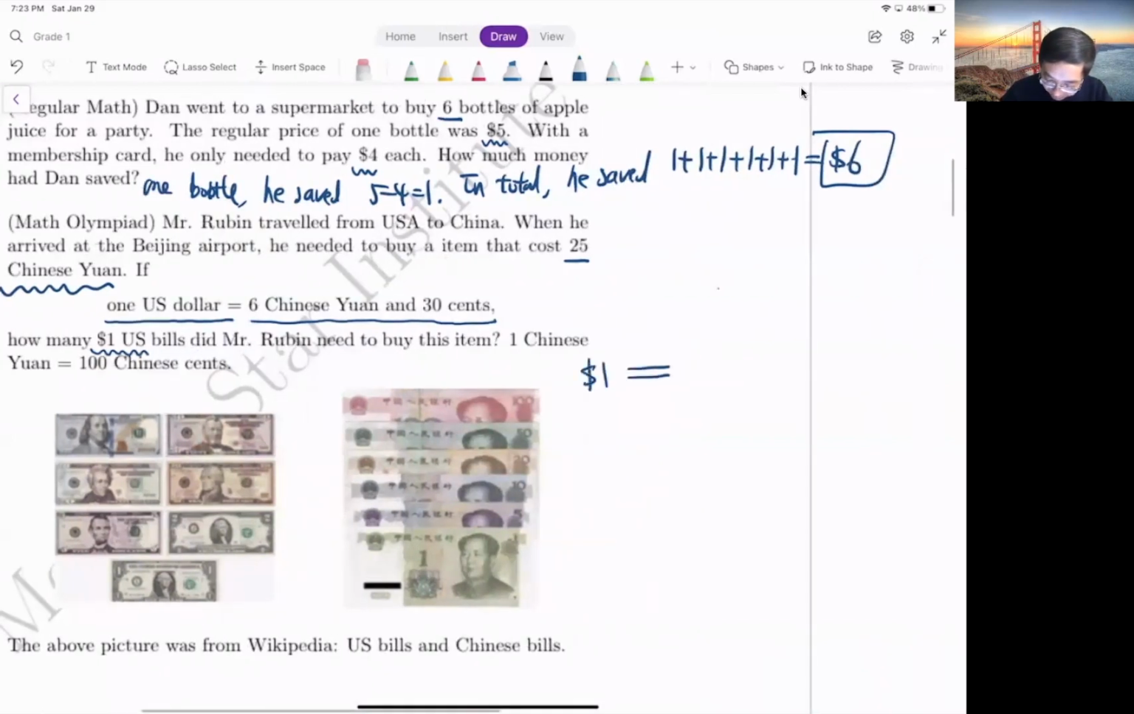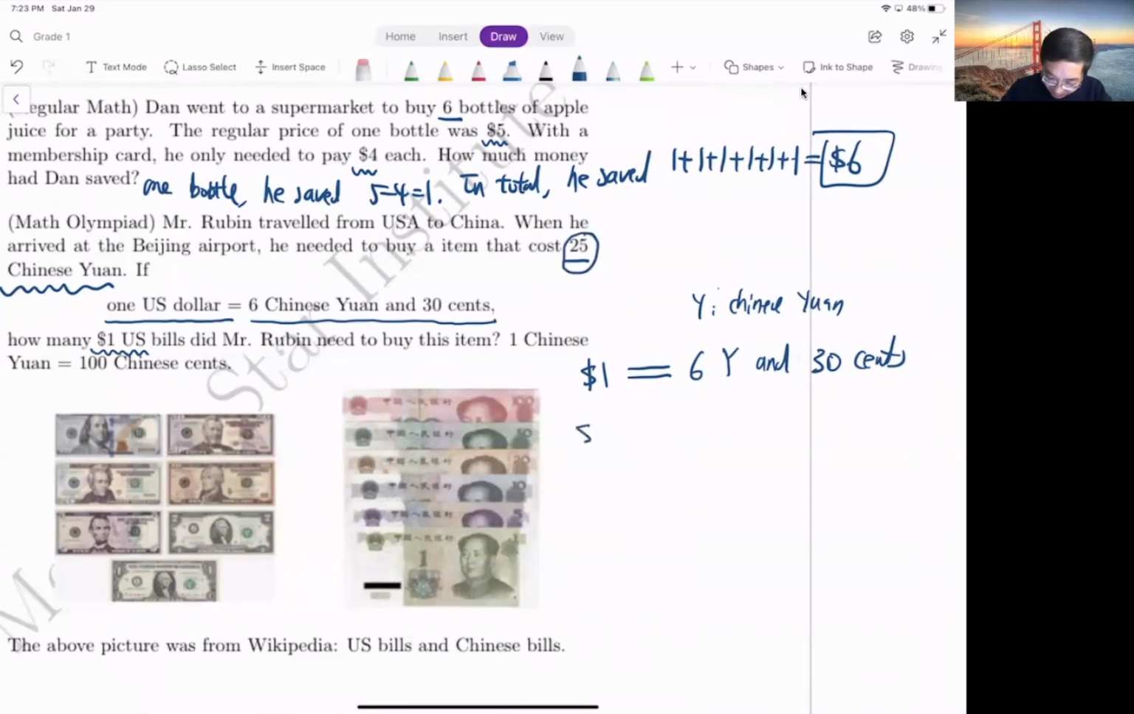$1 equals what? Equals 6 Chinese yuan. So here this one just means Chinese yuan. Okay, so 6 Chinese yuan and 30 cents, right? And 30 cents. All right, which of course is not enough because what we need is 25 Chinese yuan.